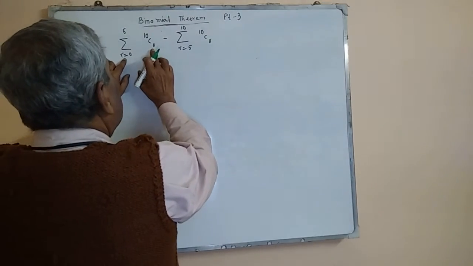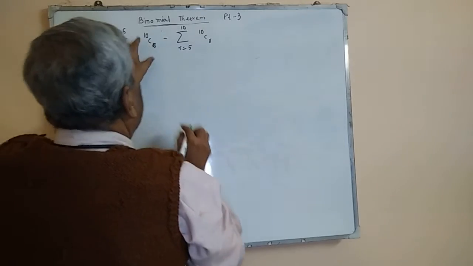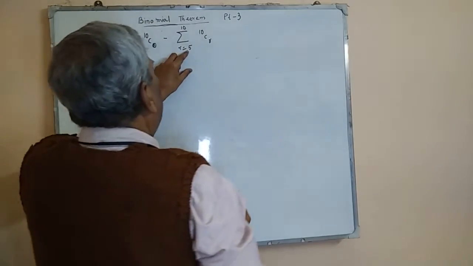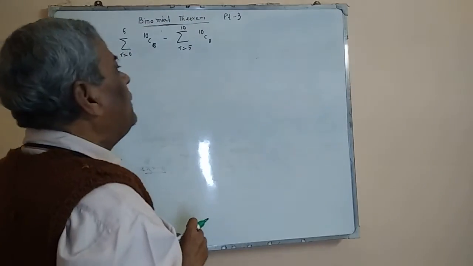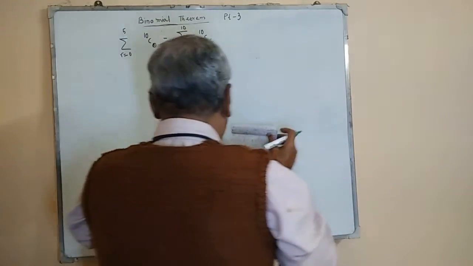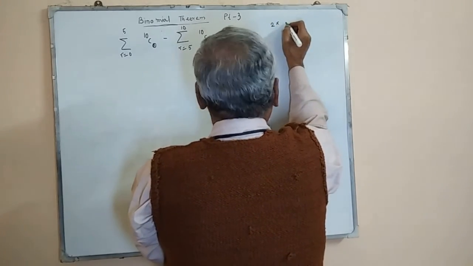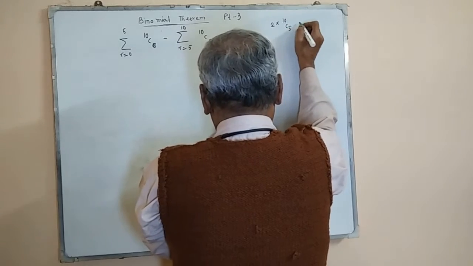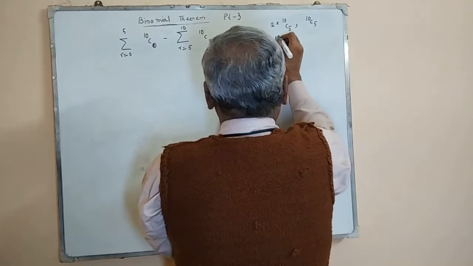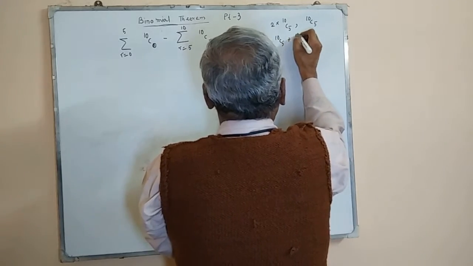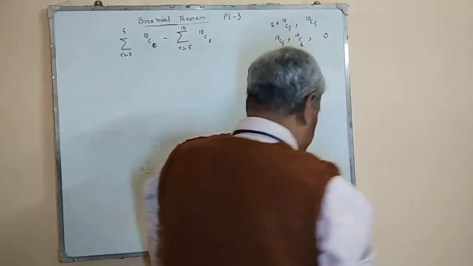So it contains, from 0 to 5, 6 terms. And here also 5, 6, 7, 8, 9, 10, another 6 terms. So what will be the sum? Options are given: 2 into 10C5, then 10C5, 10C5 plus 10C6, and the last option is 1, 2, 3, 4, 0.